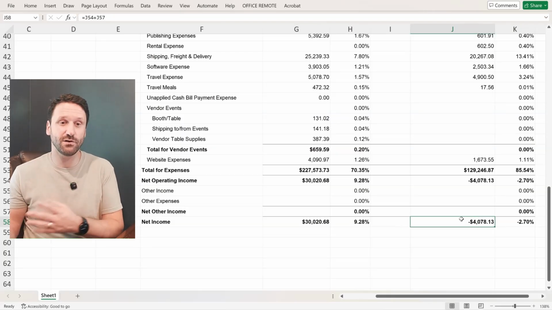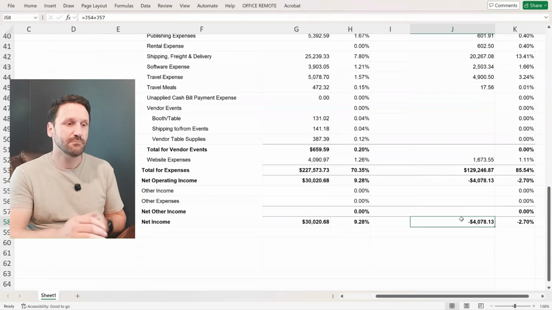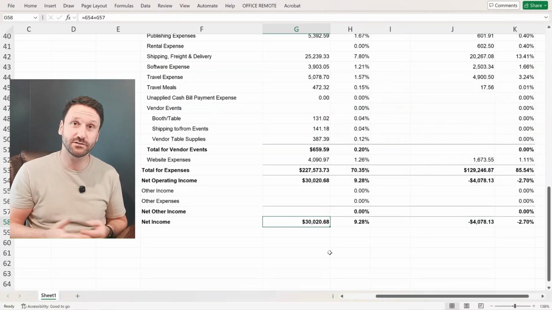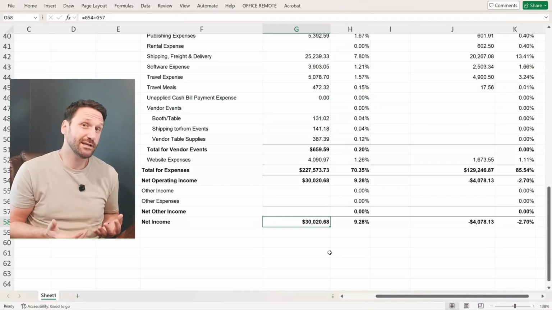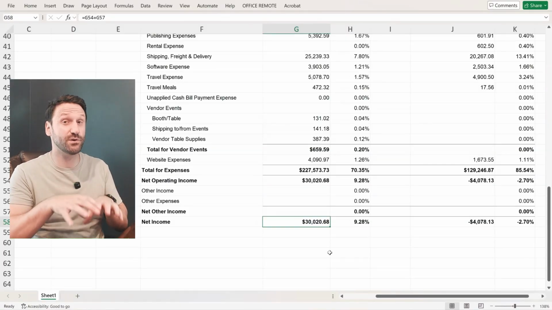2024's bottom line showed a loss of $4,000. It's obviously not great. We don't want to lose money. But then 2025's net income showed a bottom line of $30,000. That's much better. Is it good though? Is that enough? Should it be more? Should it have been less? How do you know what's good on a profit and loss? And that's really what I want to focus on more in this video.